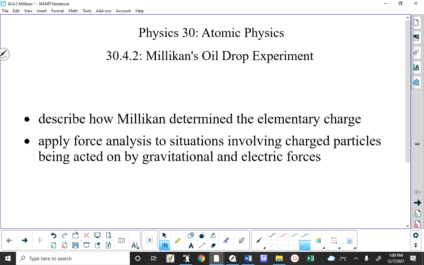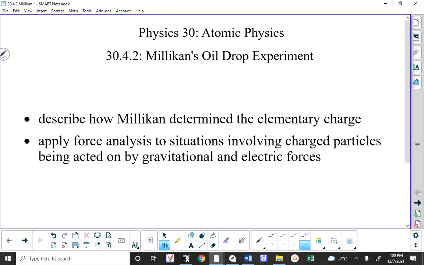Millikan is a fellow who investigated the photoelectric effect. All of those experiments that we talked about with the photoelectric effect were done primarily by Millikan in the early stages of the study of this kind of physics. Millikan's also the person responsible for determining the elementary charge. So when you look at your formula sheet and you see the elementary charge, or the charge of an electron, is 1.60 times 10 to the negative 19 coulombs, this is the person who figured out how to determine it, which is an amazing feat.